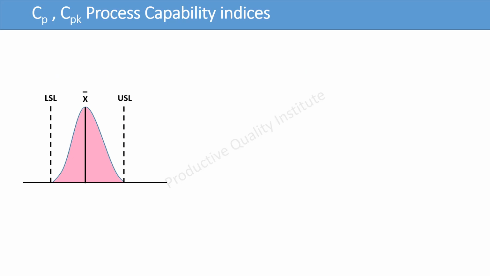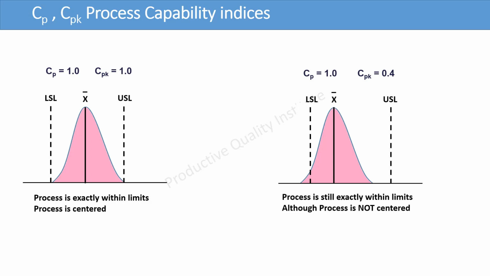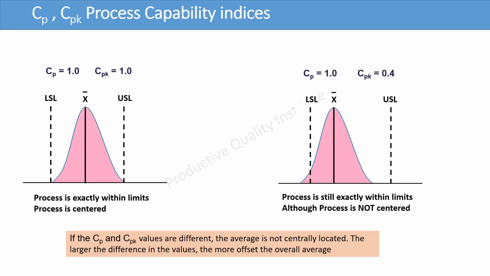When CP is equal to 1 and also CPK is equal to 1, then the process is exactly within limits and centered. When CP is equal to 1 but CPK is equal to 0.4, the process is still exactly within limits, although the process is not centered. If the CP and CPK values are different, the average is not centrally located. The larger the difference in the values, the more offset the overall average.